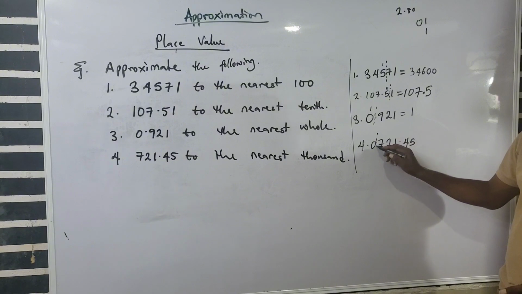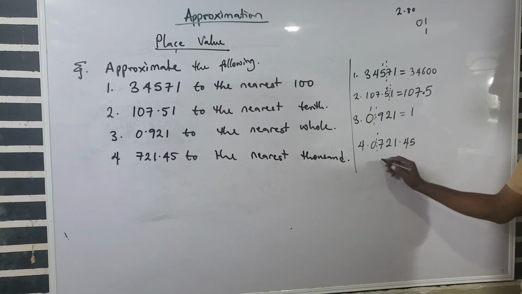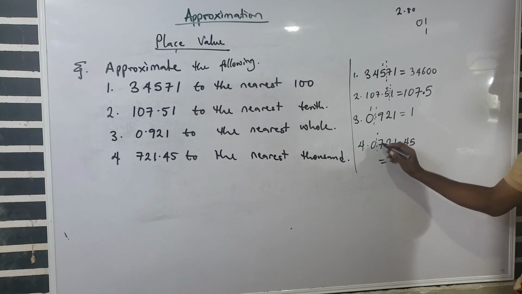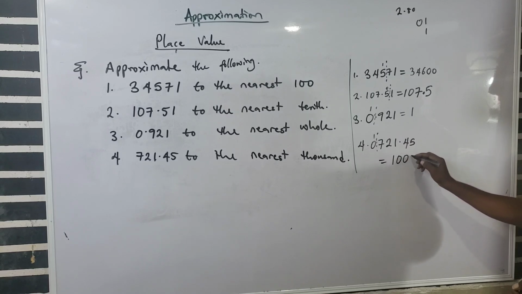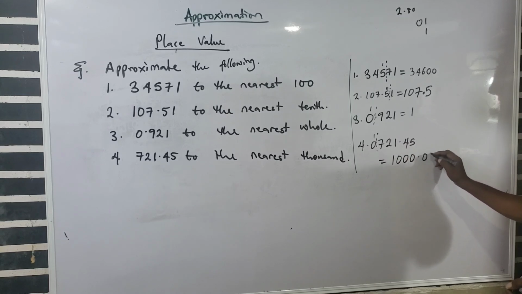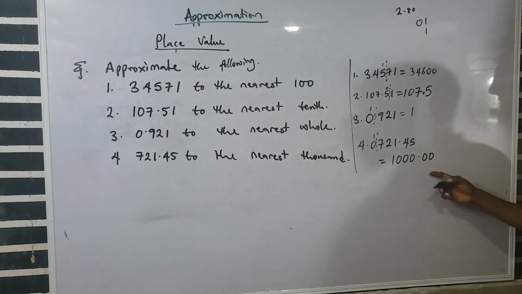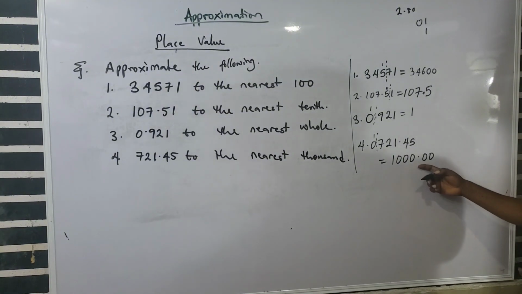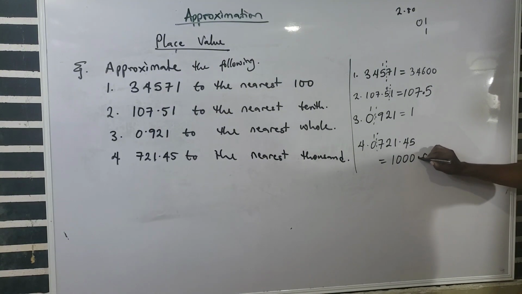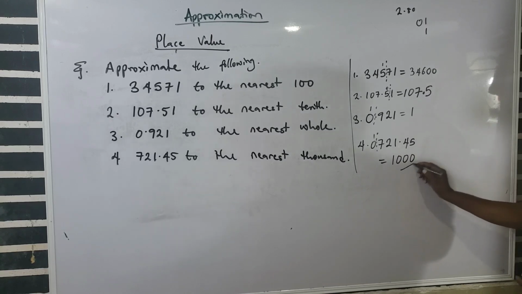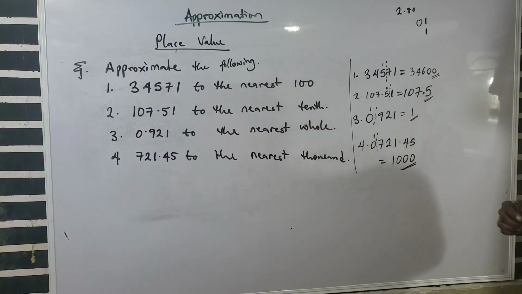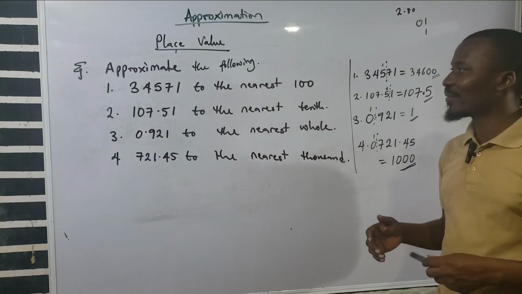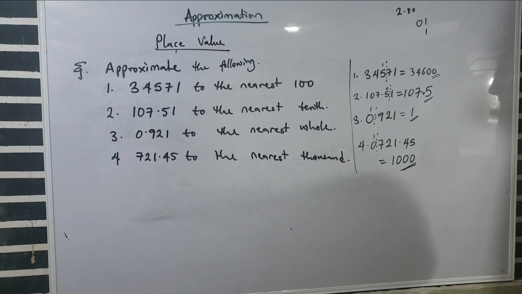So what we do, we put something like this. What would that give us? This is up to 5, so add 1 here. So 1,000.00. Okay, so this is what we have. Now, how are we going to leave our answer? Of course, these decimal points, these zeros, we wipe it off. So we have our answer as 1,000. Okay, so this is how to approximate in place value.